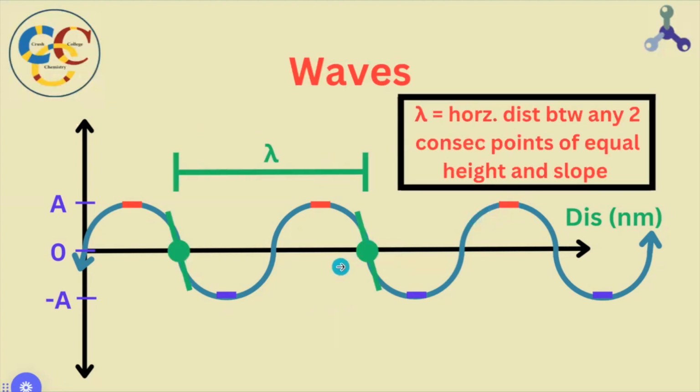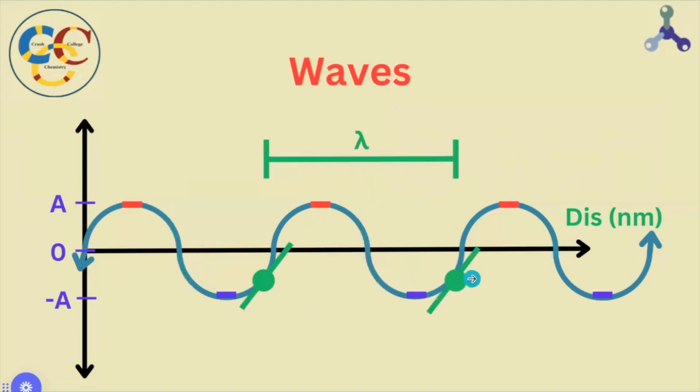Also, wavelength isn't just the length between peak to peak and trough to trough. As I said, it's the length it takes for the wave to repeat itself because the wave is cyclical in nature. Lambda is generalized to be the horizontal distance between any two consecutive points along the wave with the same height and the same slope.